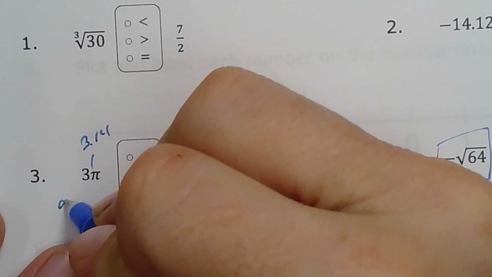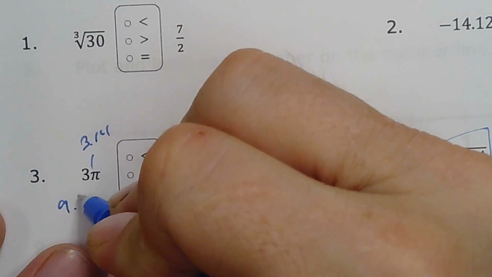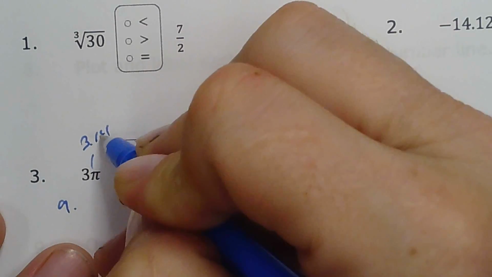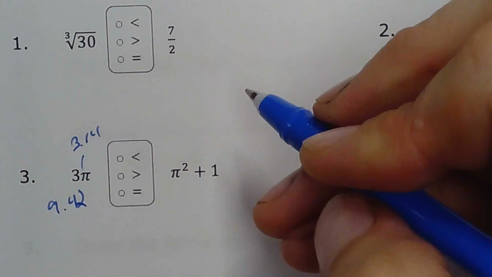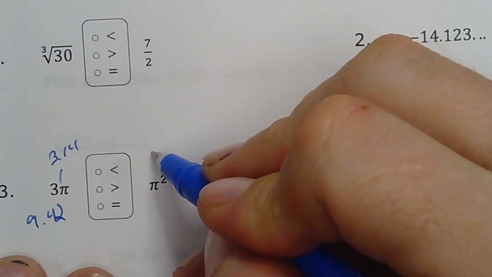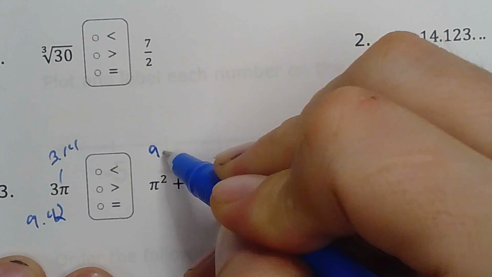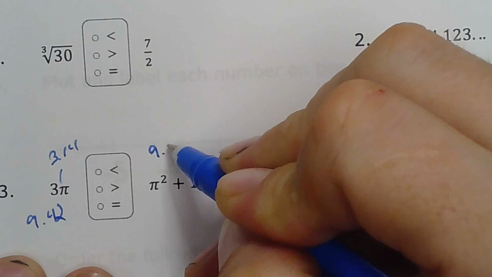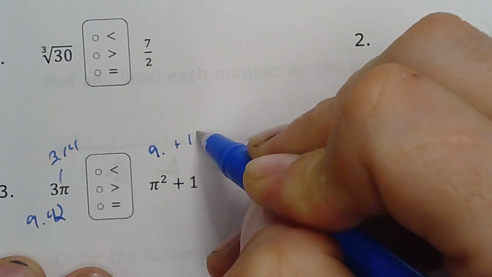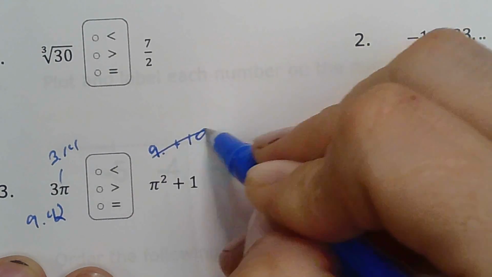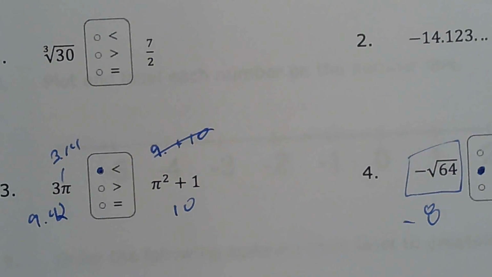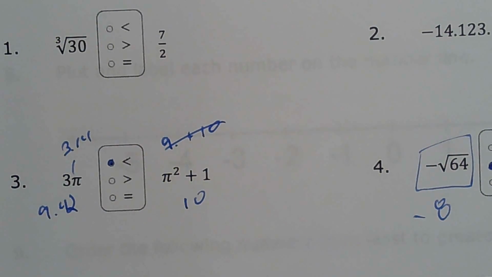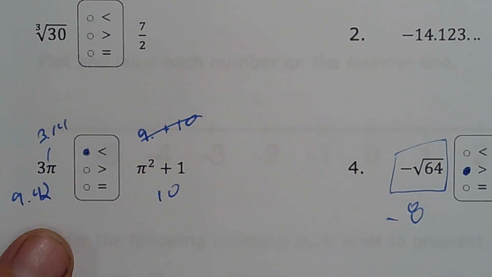So that's going to be like 9 point, I don't know, like 4.2, right? And then this is going to be pi squared, which is like 9 and some change plus 1, so 10. So it's automatically going to be 10. It's not really close math, but it'll get you really close.